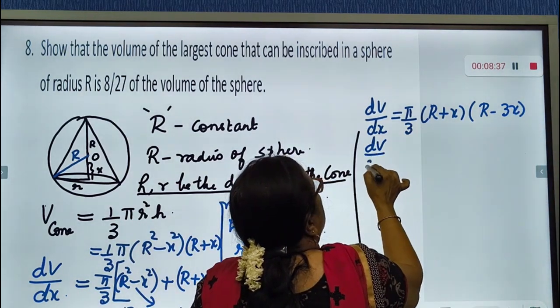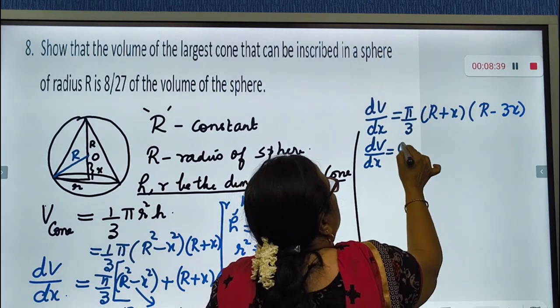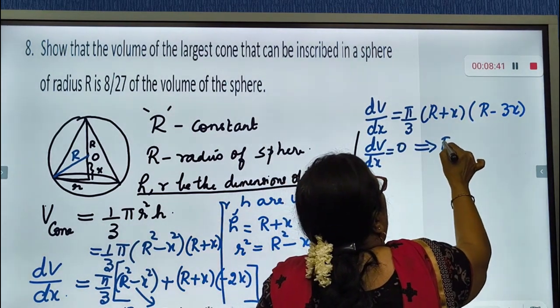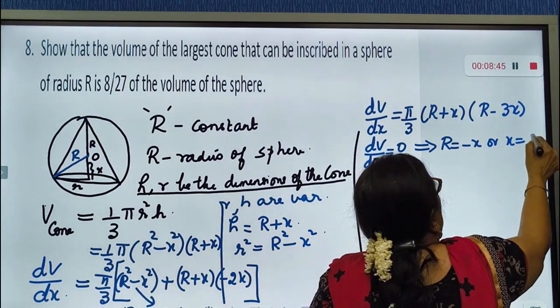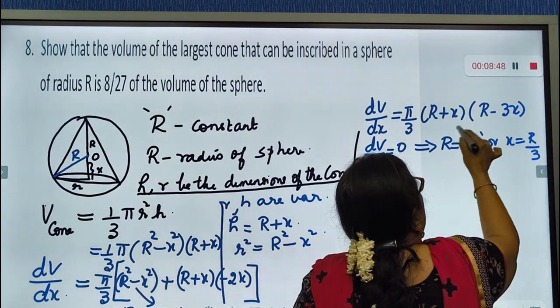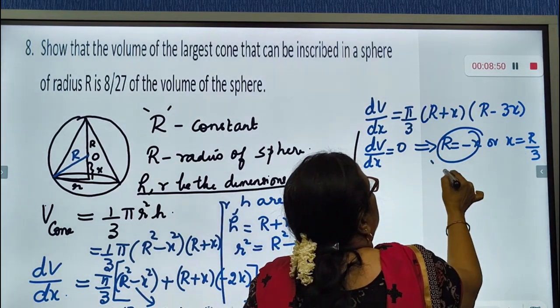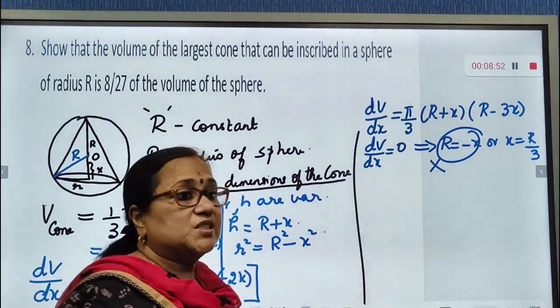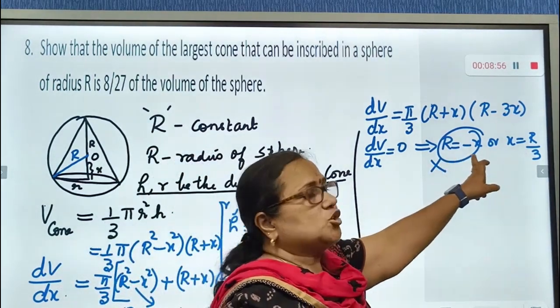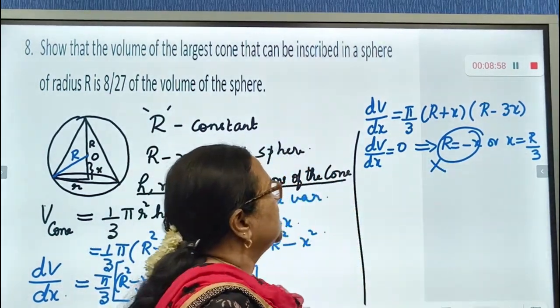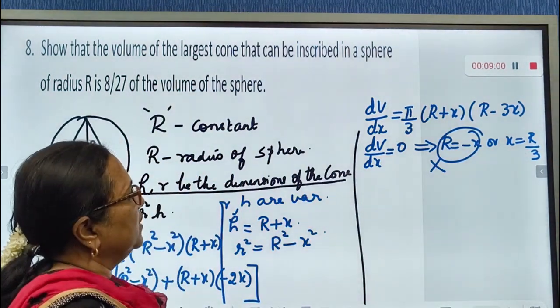dV/dx equal to 0 implies r equal to minus x, or x is equal to r by 3. This is not possible, both are distances. r is the radius of the sphere, it cannot be negative. So this option is not possible. The only option is x equal to r by 3.